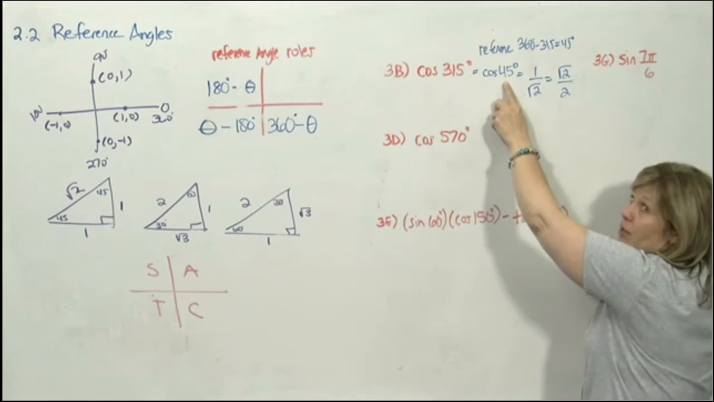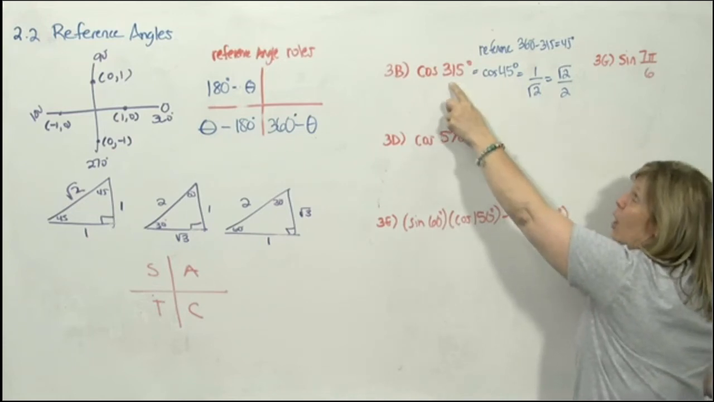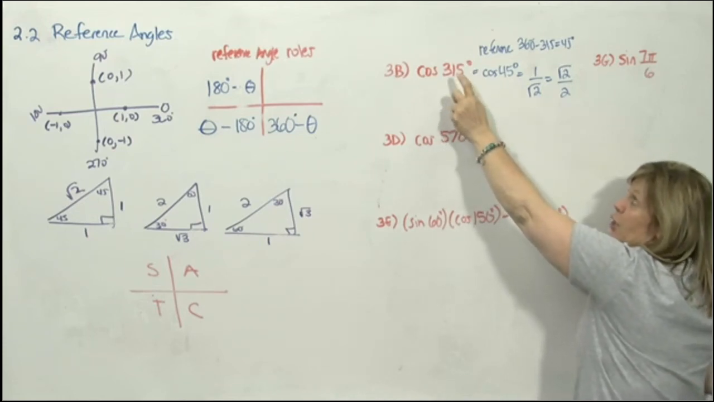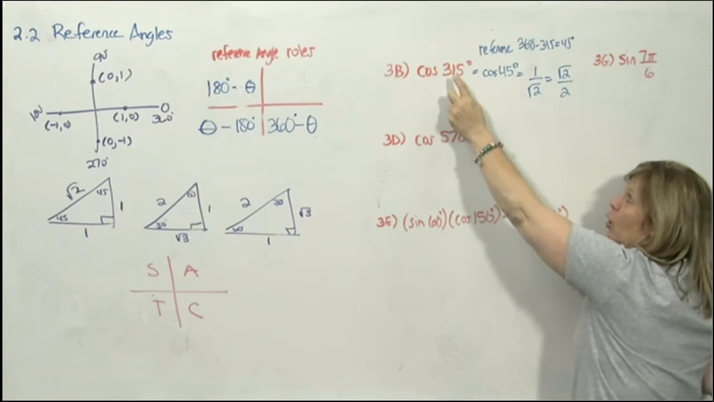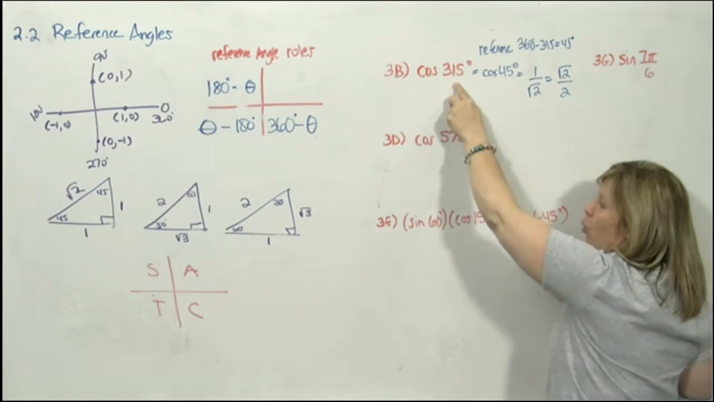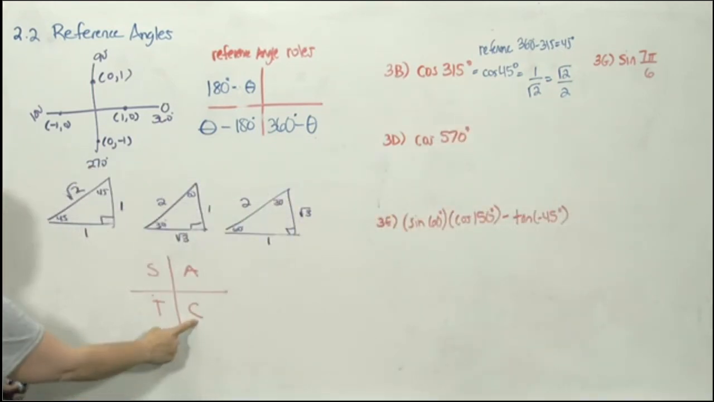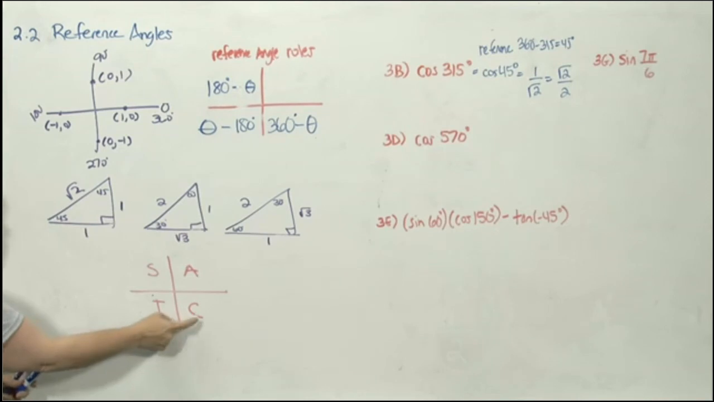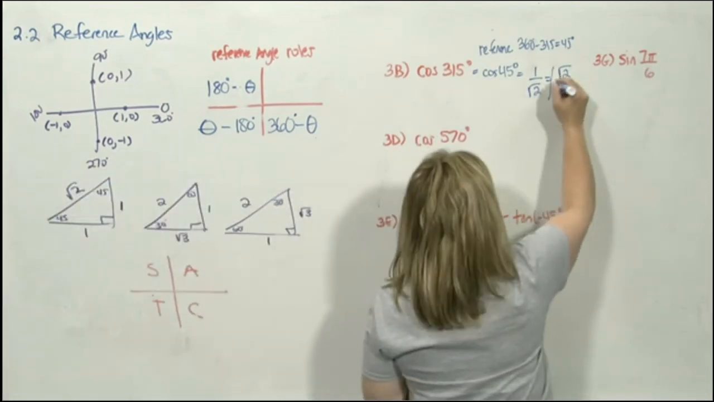The angle I gave you didn't start out as 45. It started out as what? 315. You have to use this original angle. What quadrant is this angle in? It's in quadrant 4. In quadrant 4, is cosine positive or negative? Well, C means cosine is what, y'all? Positive. That would be the answer.